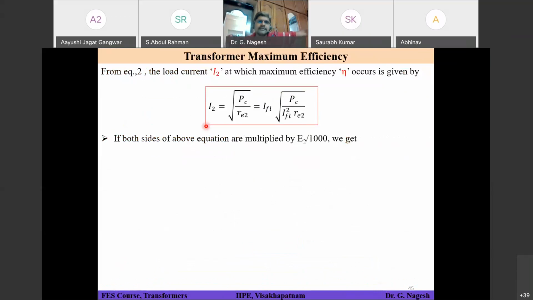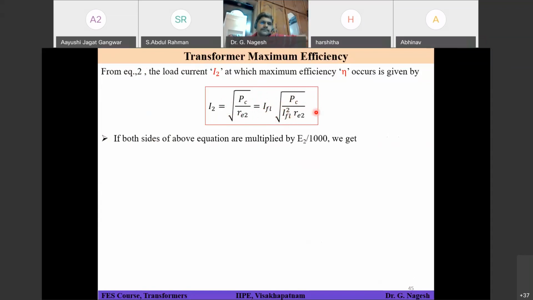So from the same thing, I am trying to find out what will be the load current at which maximum efficiency occurs. It's the same expression, simply I have taken RE2 on the other side and made the root of it. So I2 is equal to root of PC divided by RE2, which is coming from your previous expression. On the right hand side, I multiply numerator and denominator with I full load, which means rated current on the secondary. So IFL into root of PC divided by I full load square into RE2.